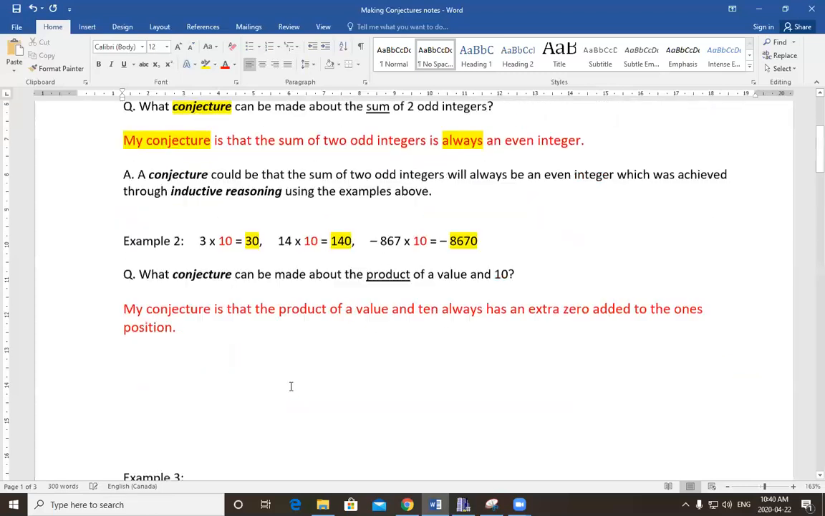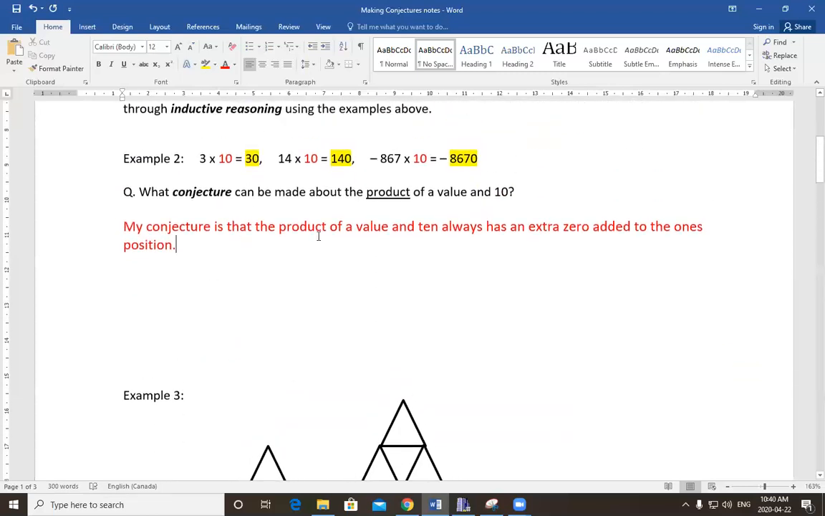All right, so I hope that makes sense to you about how we state a conjecture. Again, the key phrase is we start with my conjecture. Okay, put that all together.